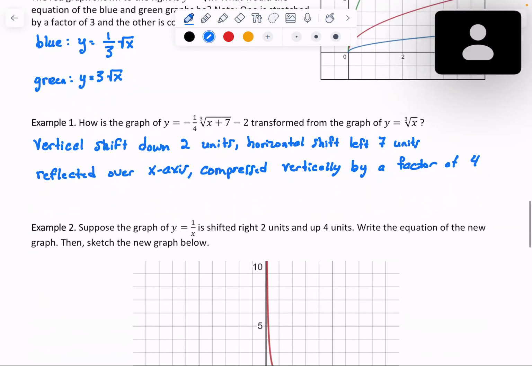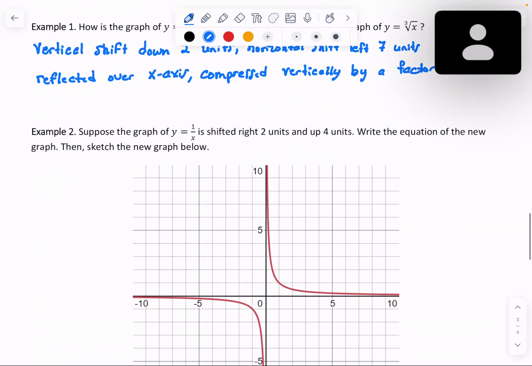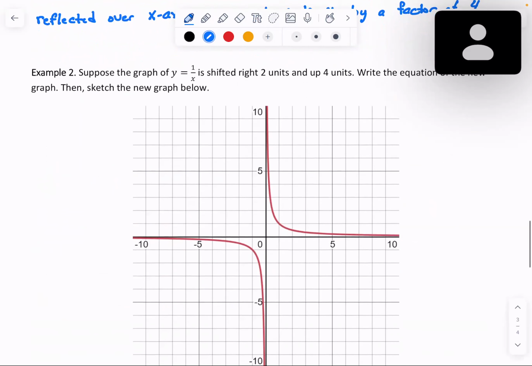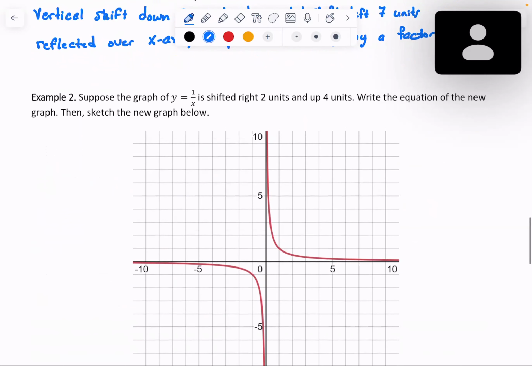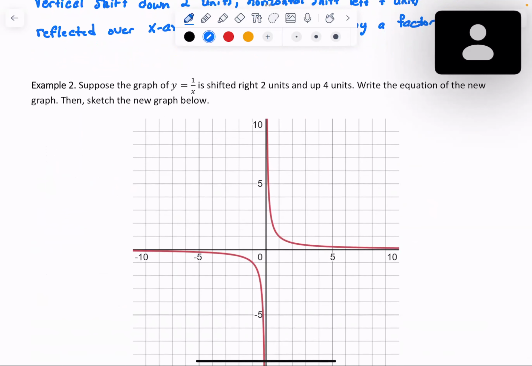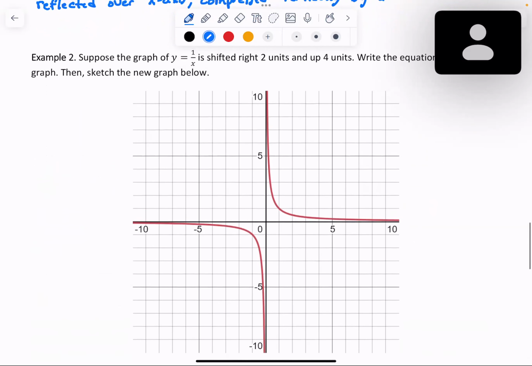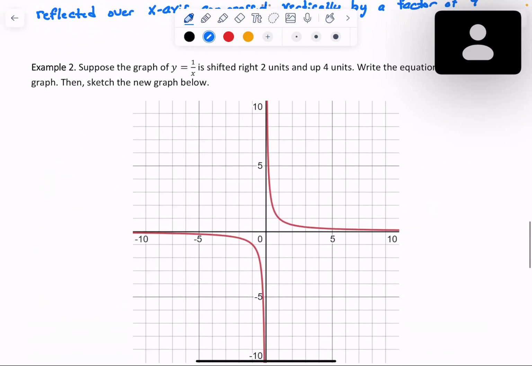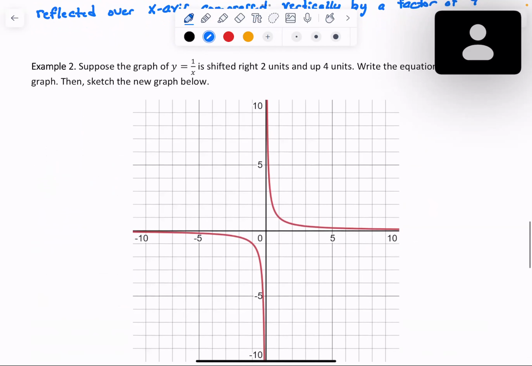Now this next one here. Suppose the graph of y equals 1 over x is shifted right 2 units and up 4. Write the equation of the new graph, then sketch it. So this one's a little harder to sketch, but we can try. So y equals 1 over x is our basic function. It's shifted to the right 2 units and up 4.